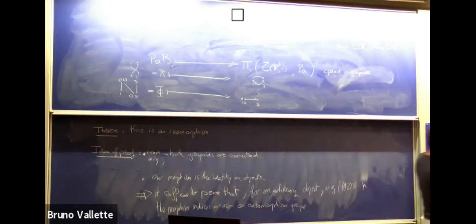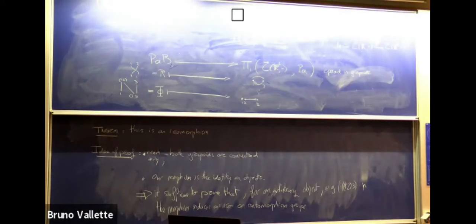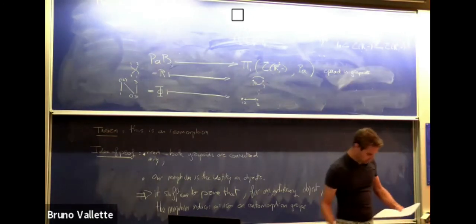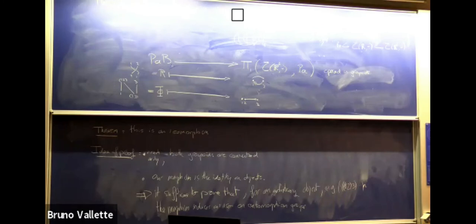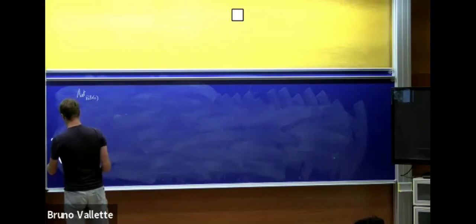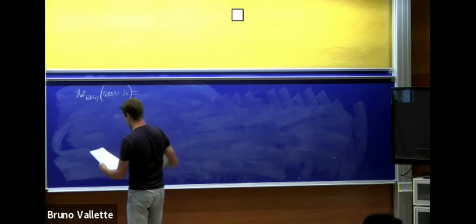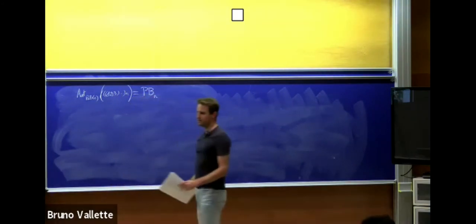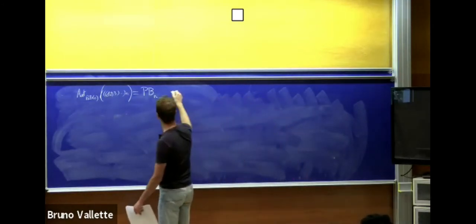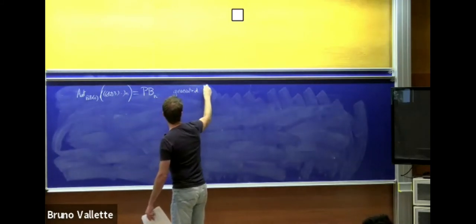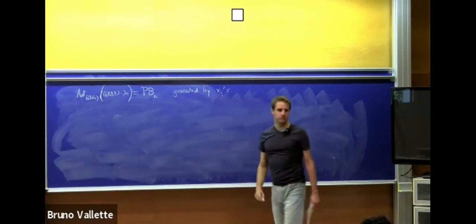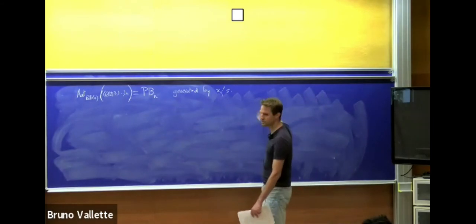Okay, so let's do this. On one side we have the automorphism group in PAB_n of 1, 2, 3, etc., up to n. This is the pure braid group on n strands. I remind you that this group is generated by the elementary pure braids x_ij that I described before. These are the ones where i goes around j and comes back.